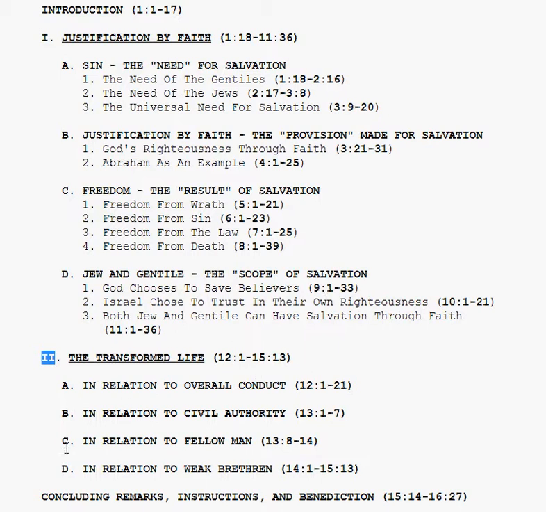And then we see another 4 points, starting with in relation to overall conduct, and then in relation to civil authority, to fellow man or men, in relation to weak brethren or brothers or weak believers. Brethren could include brothers and sisters and other Christians and believers. All of that can be interchangeable as well.